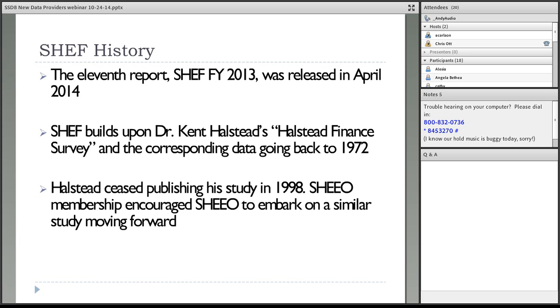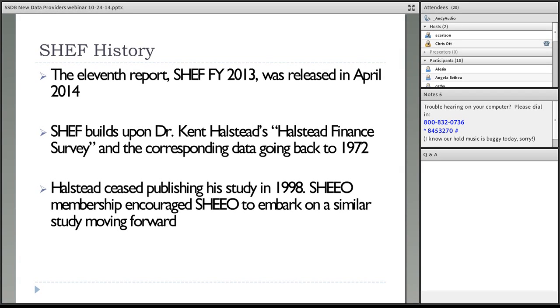And the SHEF report, the State Higher Education Finance Survey that SHEEO puts out, builds upon the work of a professor named Dr. Kent Halstead. He did something called the Halstead Finance Survey, and he collected data going back to 1972. In the late 90s, in 1998, Dr. Halstead just abruptly stopped publishing and collecting his data.